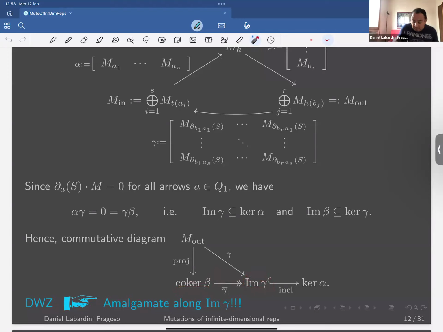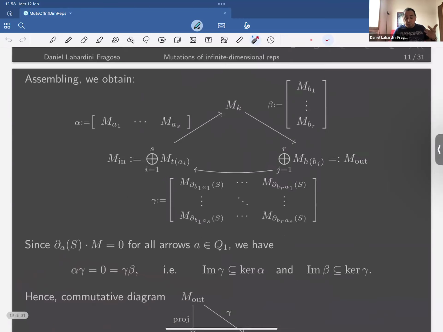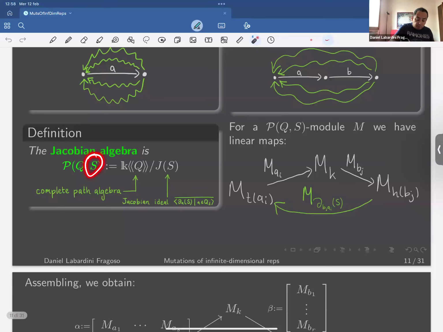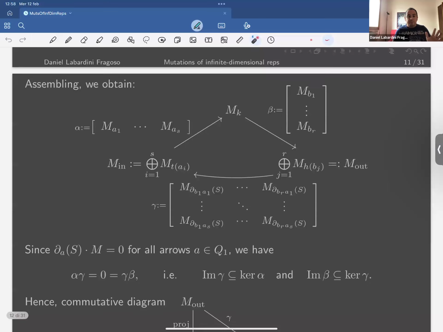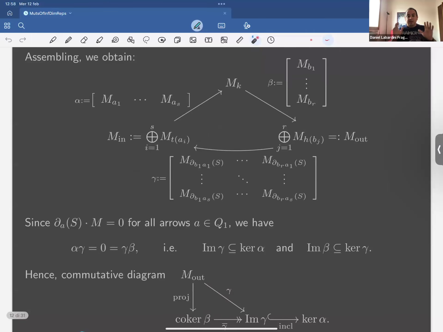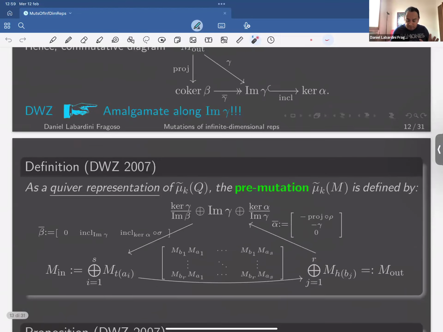Try to amalgamate this space with this space along a common subspace. And this is the genius idea of Derksen, Weyman, and Zelevinsky. They say, okay, do that. Amalgamate along that image of gamma. Of course, you have to choose what potentials you are going to work with. But somehow you have a lot of freedom, because there may be at least one potential that does the job in terms of cluster arguments. And those are the so-called non-degenerate potentials of Derksen, Weyman, and Zelevinsky.